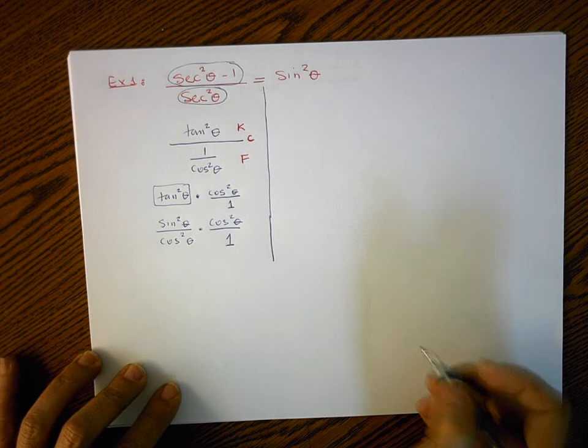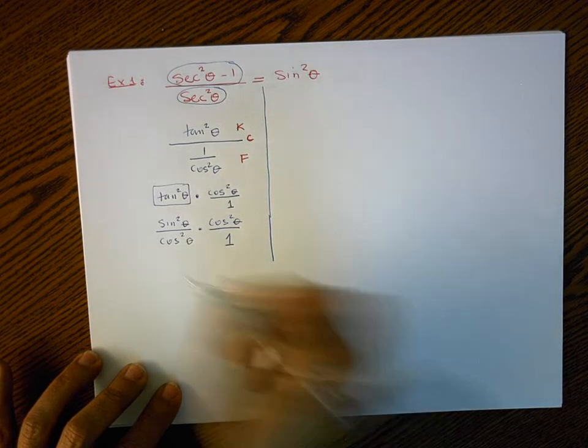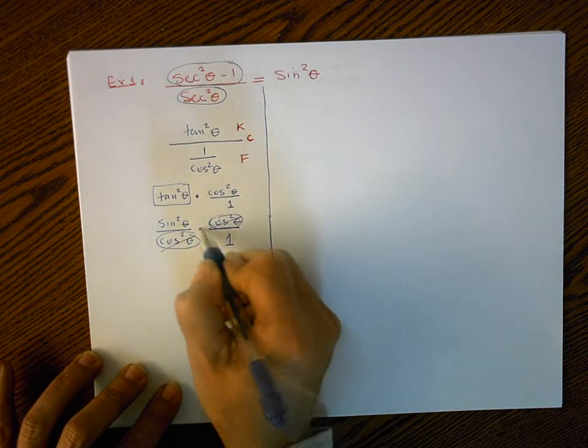So there we go. I have my eye on the ball here. I know I'm supposed to end up with the sine square of theta. I know these two right here, when I multiply, reduce to 1. And there you go.